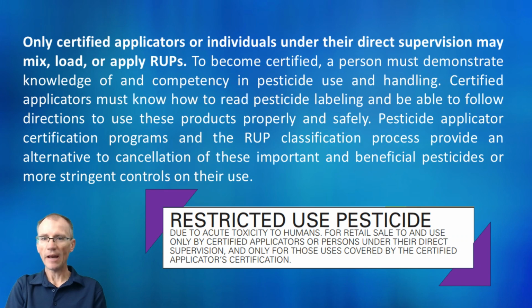Only certified applicators or individuals under their direct supervision may mix, load, or apply RUPs. To become certified, a person must demonstrate knowledge of and competency in pesticide use and handling. Certified applicators must know how to read pesticide labeling and be able to follow directions to use these products properly and safely. Pesticide applicator certification programs and the RUP classification process provide an alternative to cancellation of these important and beneficial pesticides or more stringent controls on their use.